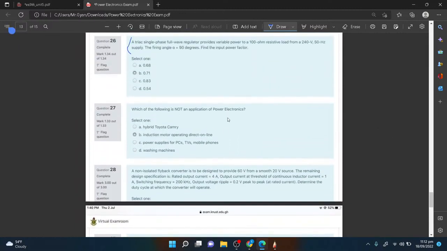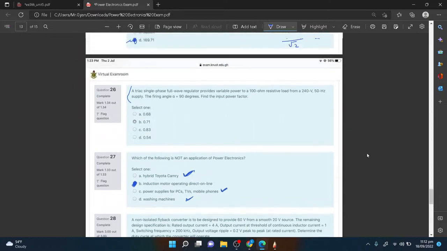Which is not an application of power electronics? Induction motor operating direct online, because Toyota Camry, yes, it does, like electric systems, power supplies, yes, washing machines, yeah, the white goods. So it's everything except the induction motors.